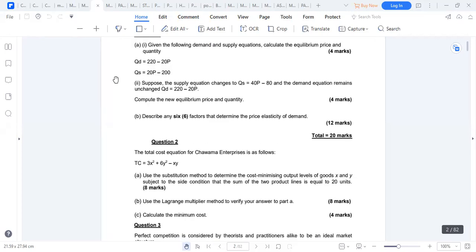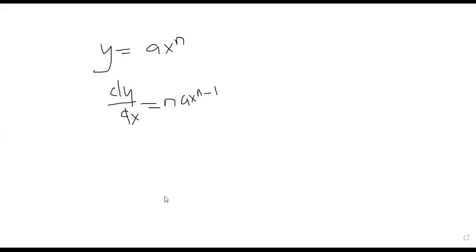So we want to learn how to differentiate, and this is a prerequisite for everyone who wants to learn economics. So basically, I'm going to teach you what is called the power rule. Differentiation is simply based on this power rule, which simply assumes dy over dx is equal to n a x to the power n minus 1. So this is all we need to understand differentiation.